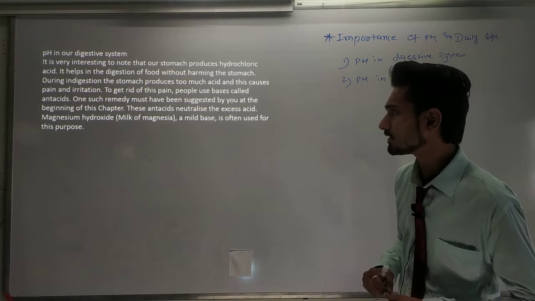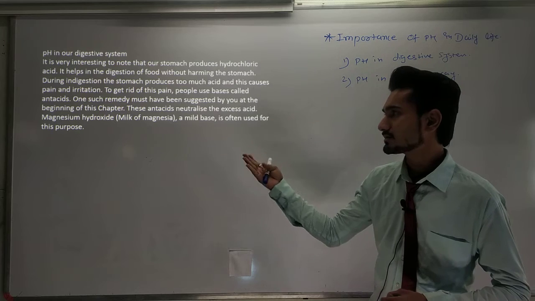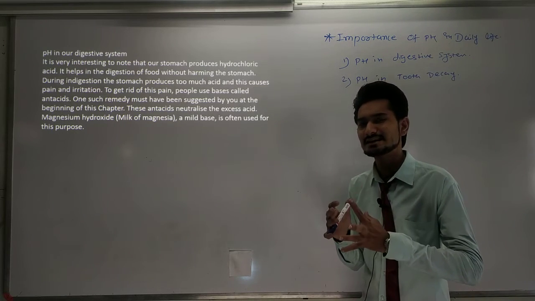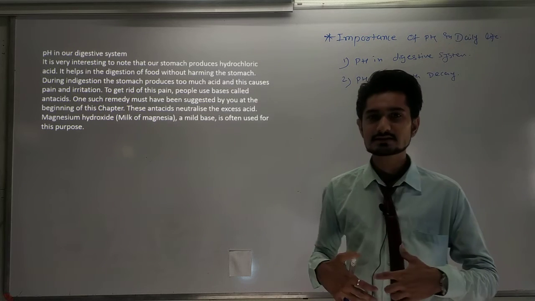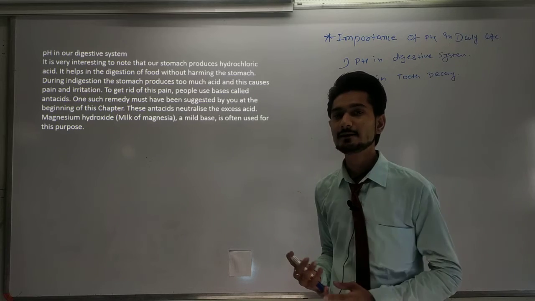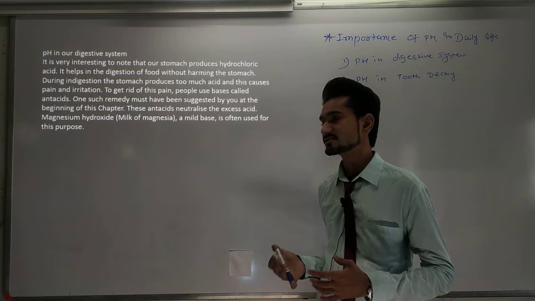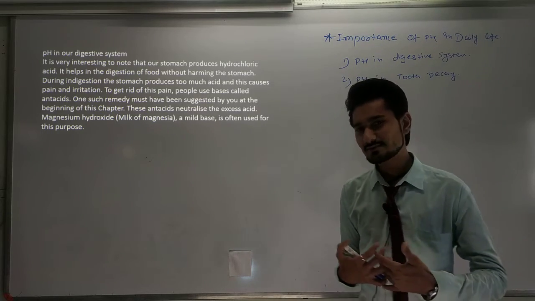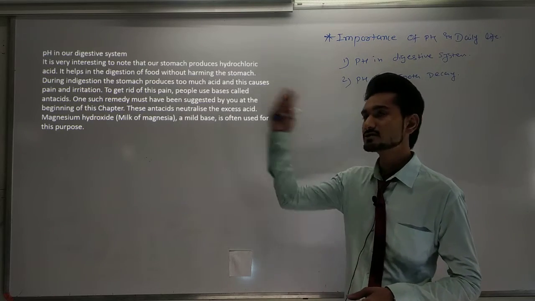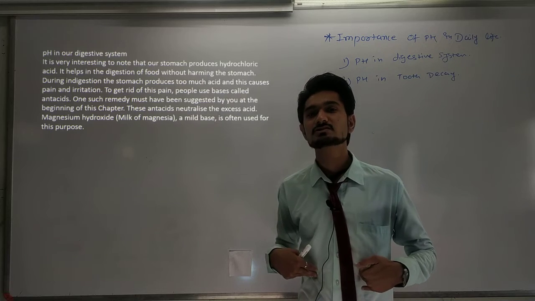And to get rid of this pain, people use bases called antacids. If acidity happens in the stomach, you have heard someone say, drink baking soda or drink milk of magnesia. These are words you hear in your day-to-day life. So what happens if I don't study pH? Then I cannot understand the changes that are coming in my stomach.